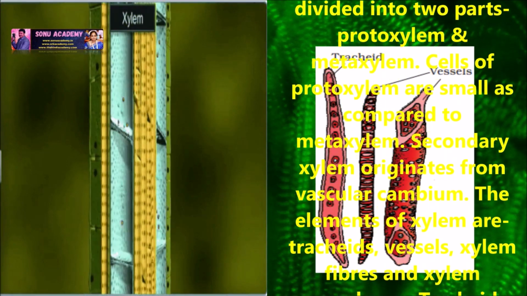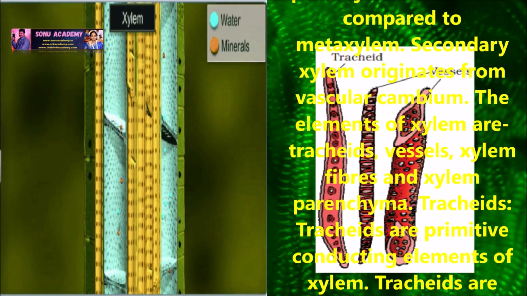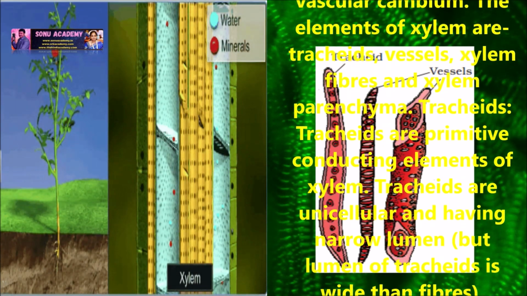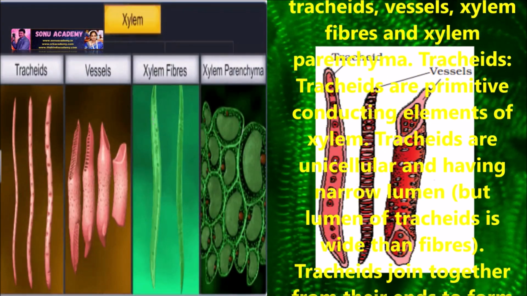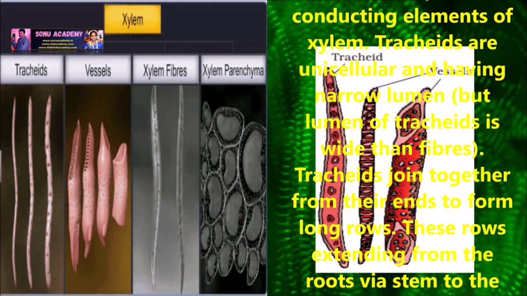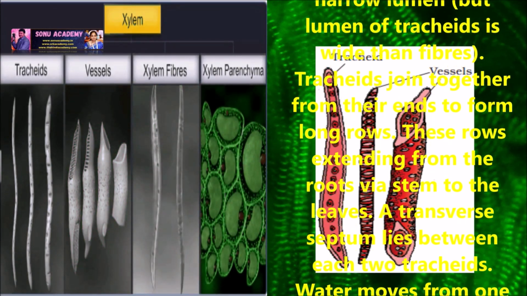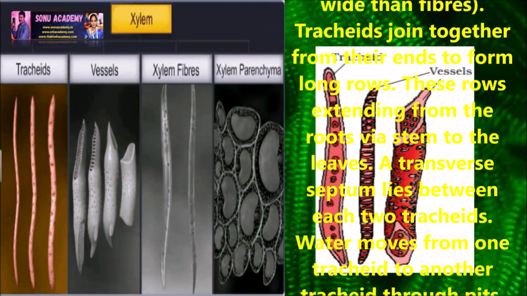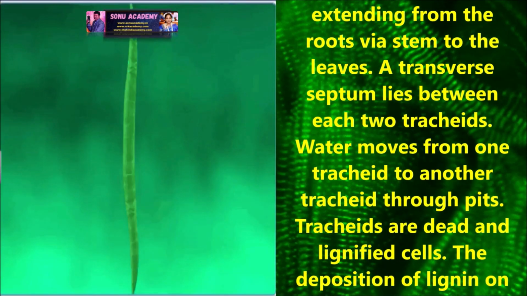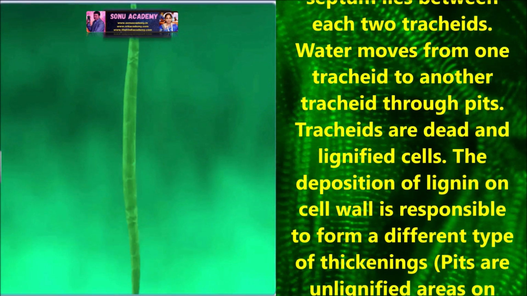Let us discuss the elements of xylem. The elements of xylem are tracheids, vessels or tracheae, which are dead elements, xylem fibers, and xylem parenchyma, which is a living element. Now let us discuss tracheids. Tracheids are primitive conducting elements of xylem. Tracheids are unicellular and have a narrow lumen. Tracheids join together from their ends to form long rows. These rows extend from the roots via the stem to the leaves. A transverse septum lies between each two tracheids. Water moves from one tracheid to another through pits.